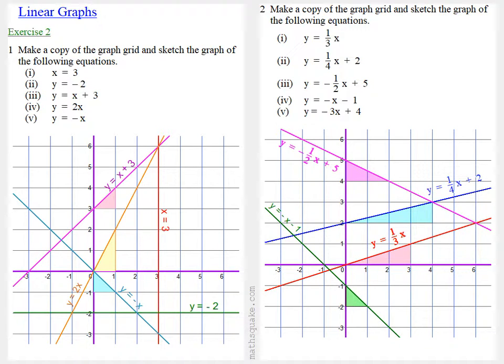And in part 5, we have y equals -3x plus 4. So that's a graph that crosses the y-axis at 4 and has a gradient of -3. So we need to draw a triangle sloping down with height 3 and base 1. And then the graph lies along the hypotenuse of the triangle.